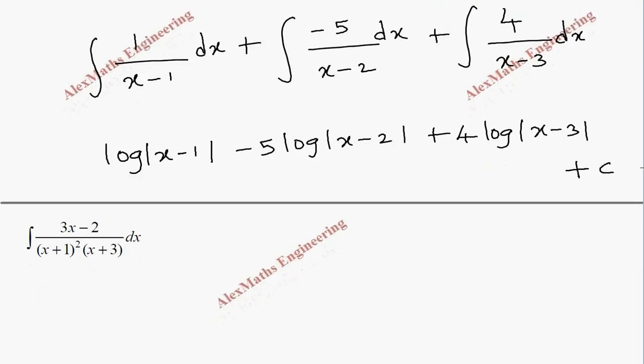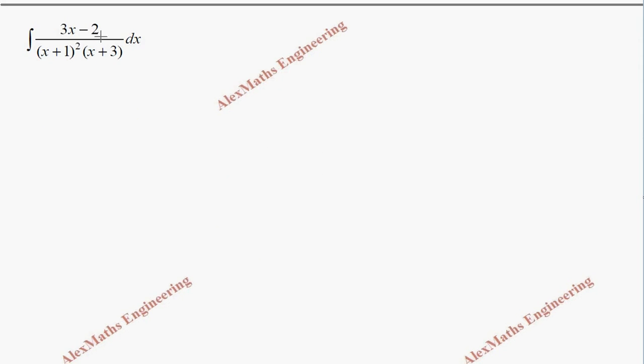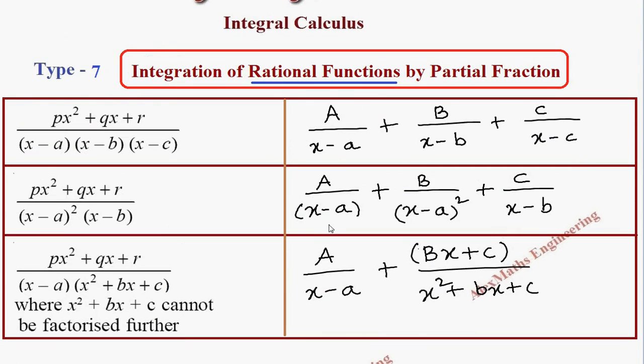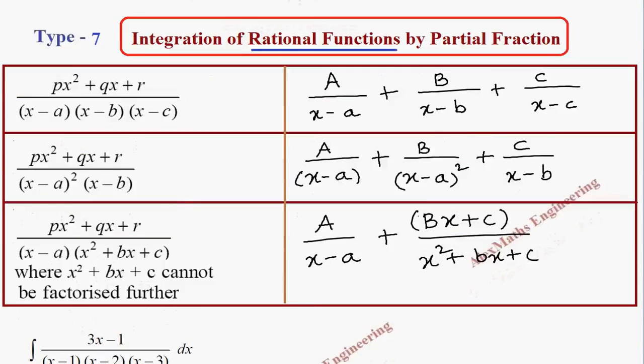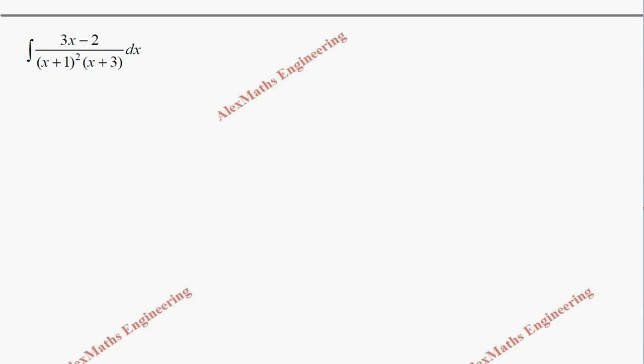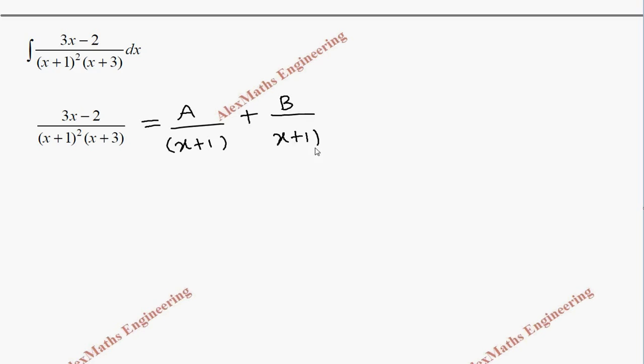Let's take another question where we have (3x minus 2) by (x plus 1) whole square into (x plus 3). So we notice that there is a repeated factor. For a repeated factor, we are going to apply the second rule, that is a by x minus a plus b by (x minus a) whole square plus c by x minus b. So we apply the rule: this is equal to a by x plus 1 plus b by (x plus 1) whole square plus c by x plus 3.